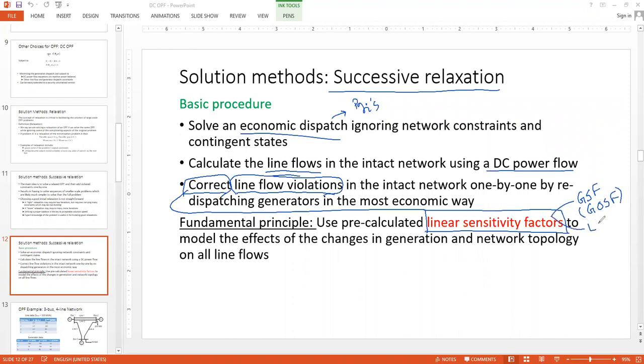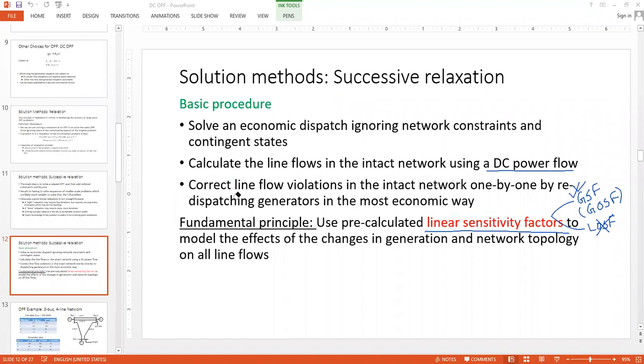Another one is line outage sensitivity factors. But in this course, again, due to time limitation, we are not going to deal with these line outage sensitivity factors. I'm only going to discuss what is the generation shift factor or generation outage sensitivity factors. That will come later on. So for the time being, we will focus on the application of DC power flow for OPF, DC OPF. So let us see an example.